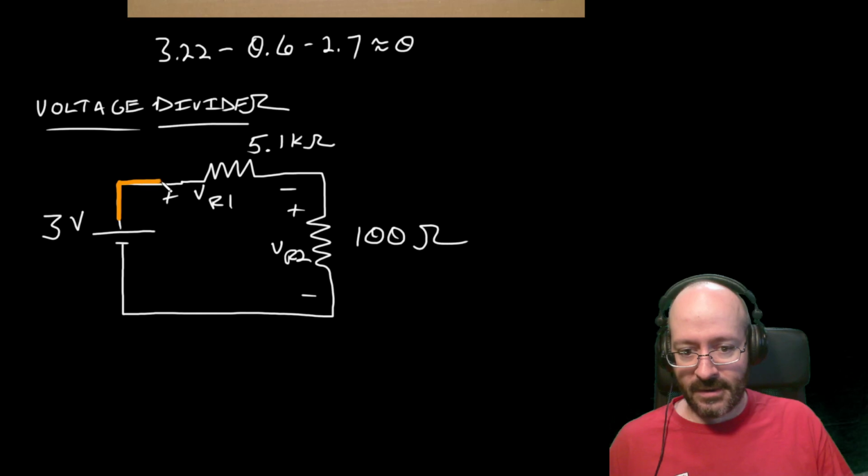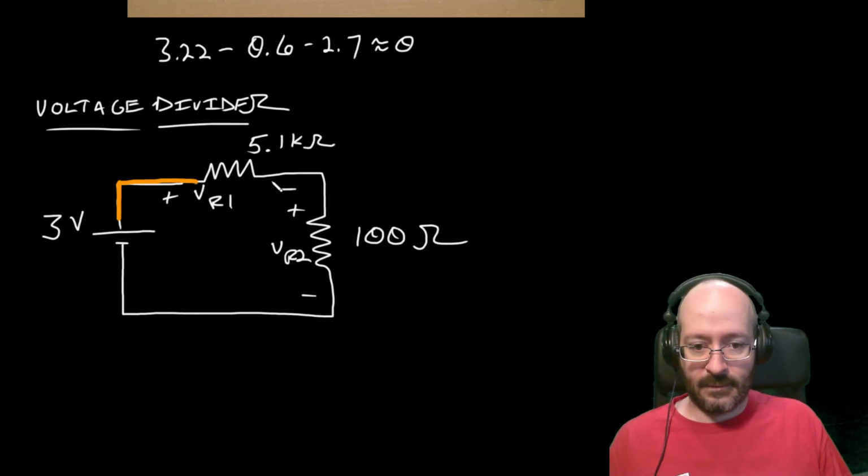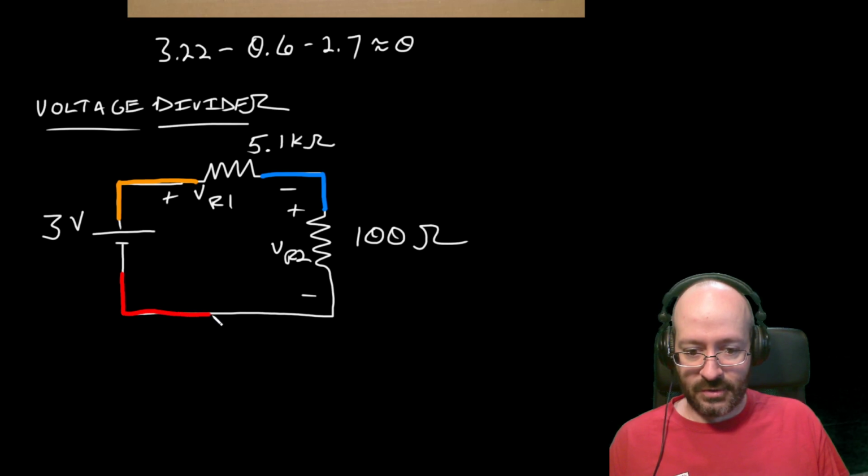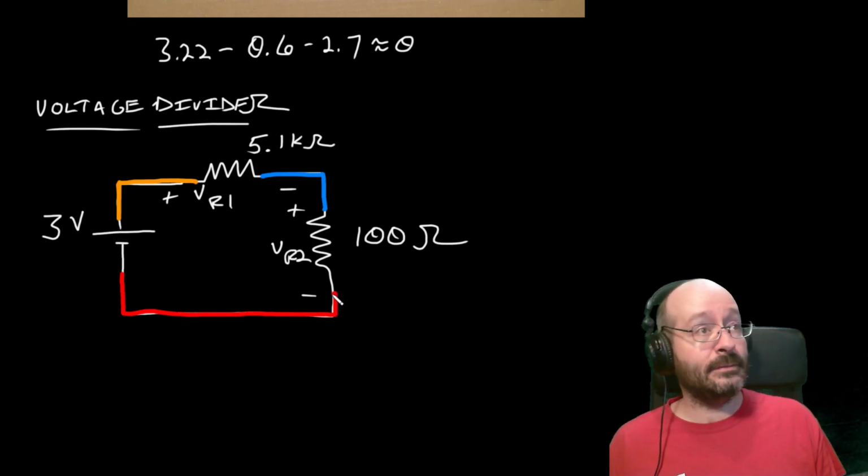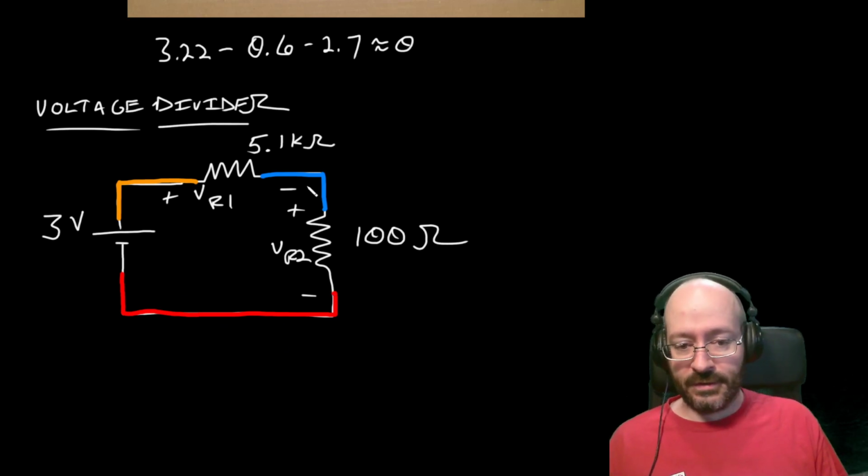Right, I've got a node there. I've got a node here. And I've got a node down here. Okay, so the two resistors share the blue node exclusively. So they're in series.